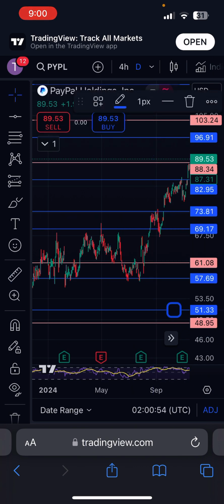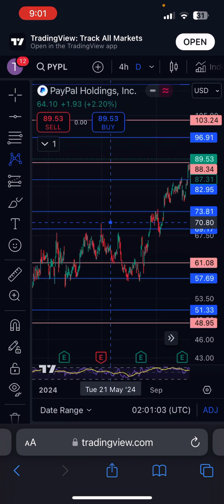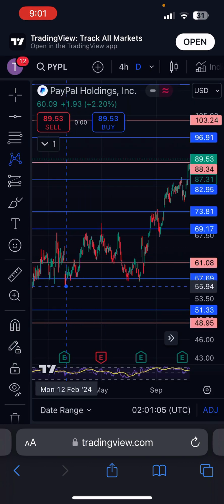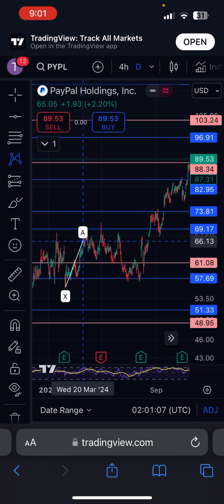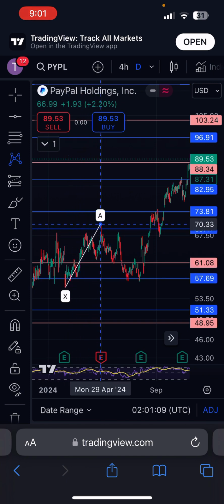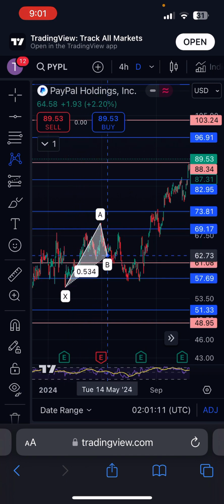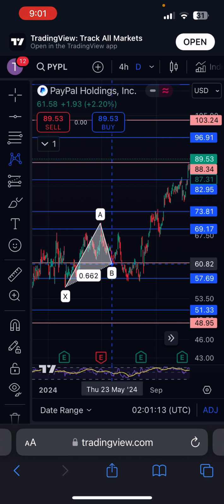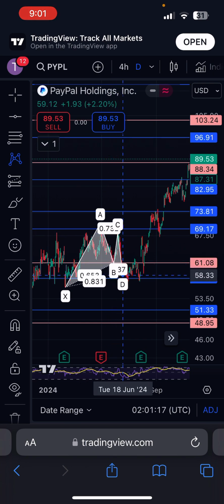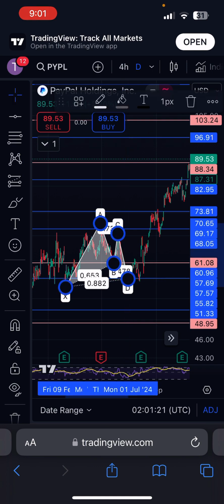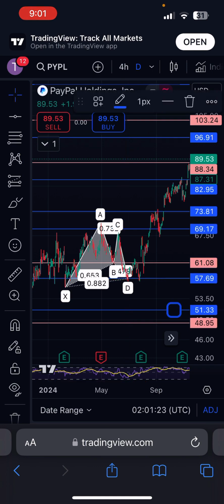So let me show you this. Since I'm a color coder, I'm gonna color code everything. I see a pattern right here. I'm gonna line this up on the daily. Boom, my X, A, B, C, D. You got a deep Gartley on the daily.